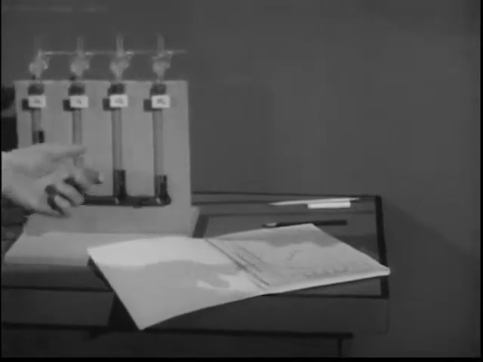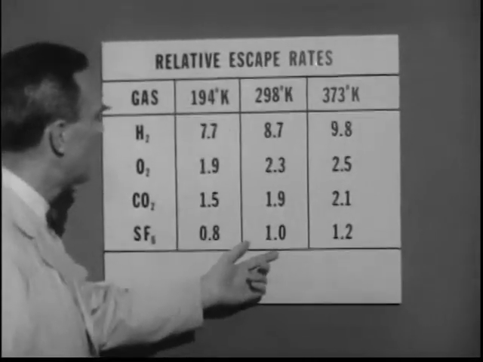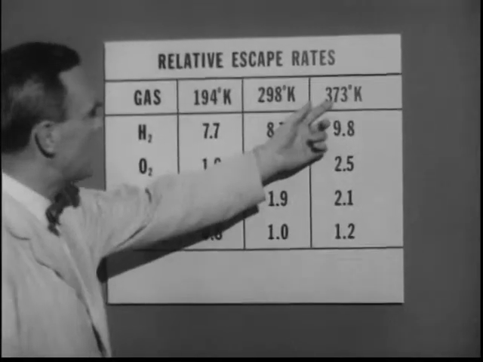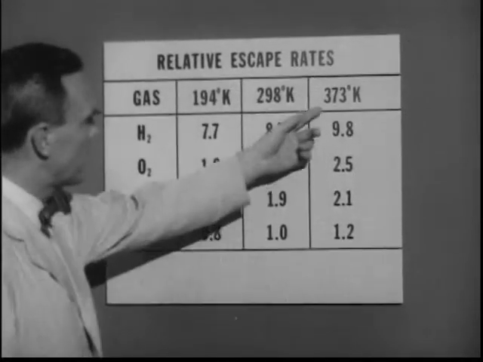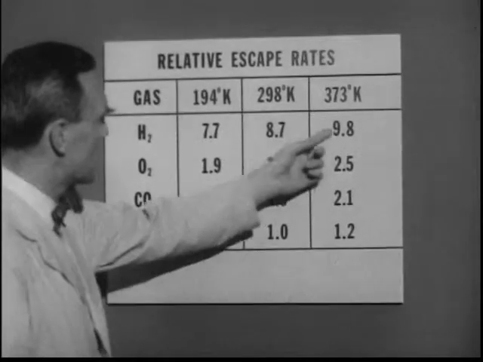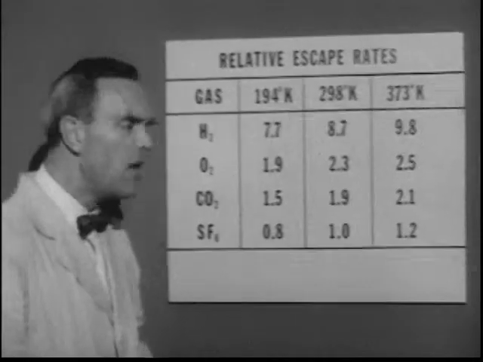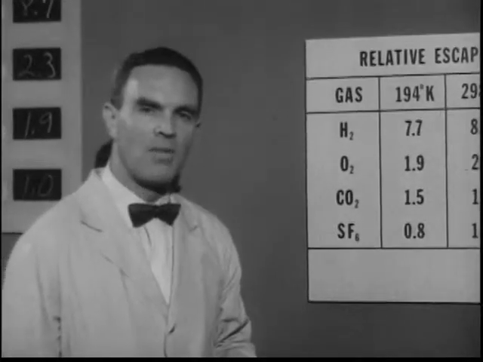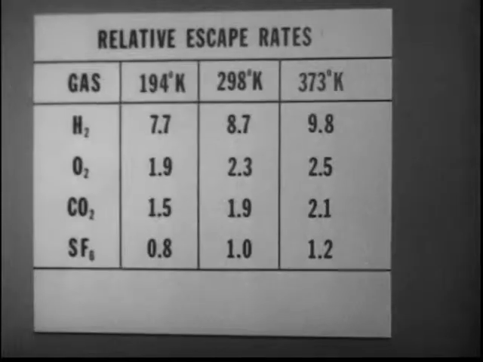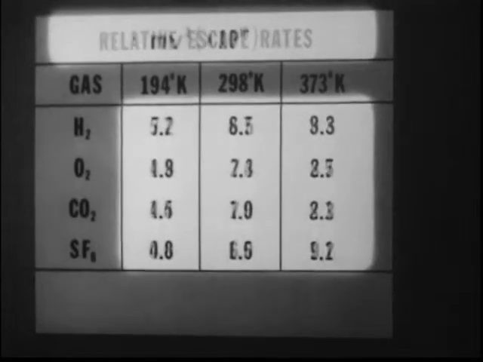Now what about changing the temperature? We collected our data at room temperature. If we repeat the escape experiment at different temperatures, we obtain these relative velocities. Notice that as the temperature rises, the molecular velocities always rise. Now from separate experiments, we know that the molecular velocity of oxygen is about 48,000 centimeters per second at room temperature. Using this fact and our experimental data, we can calculate actual values for mv squared for each gas.